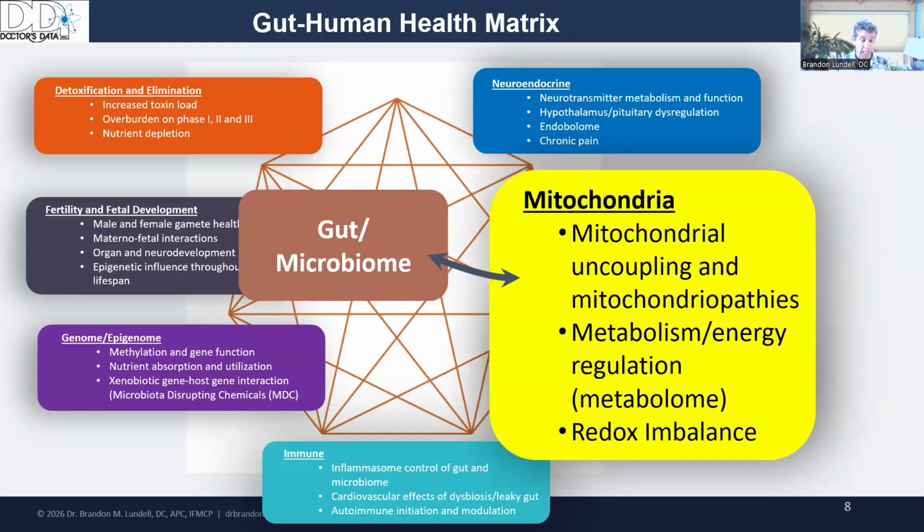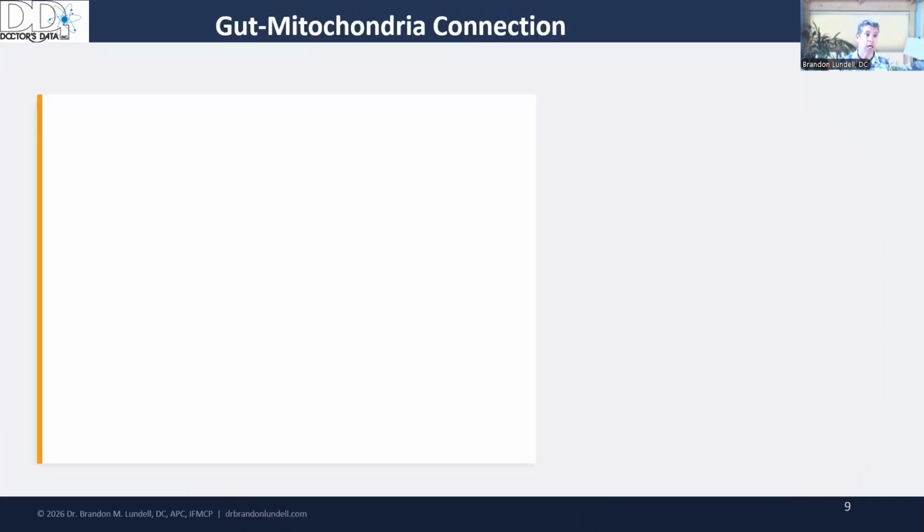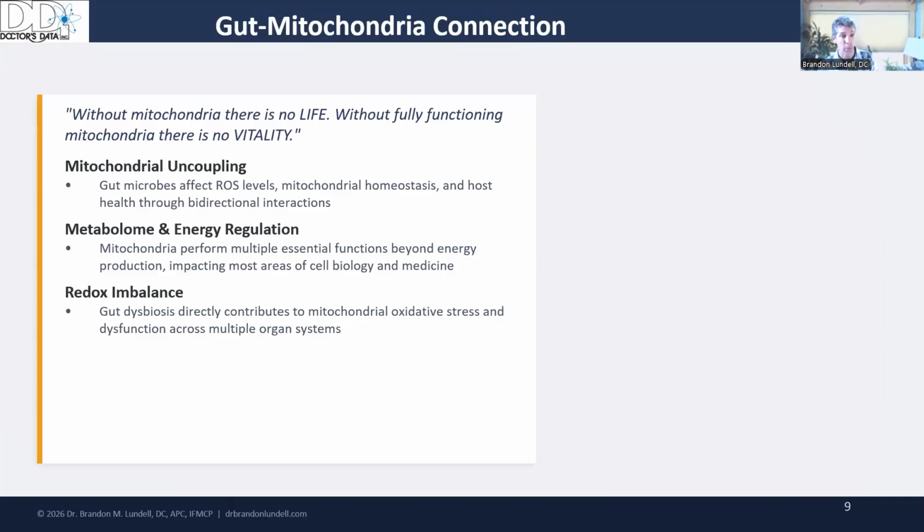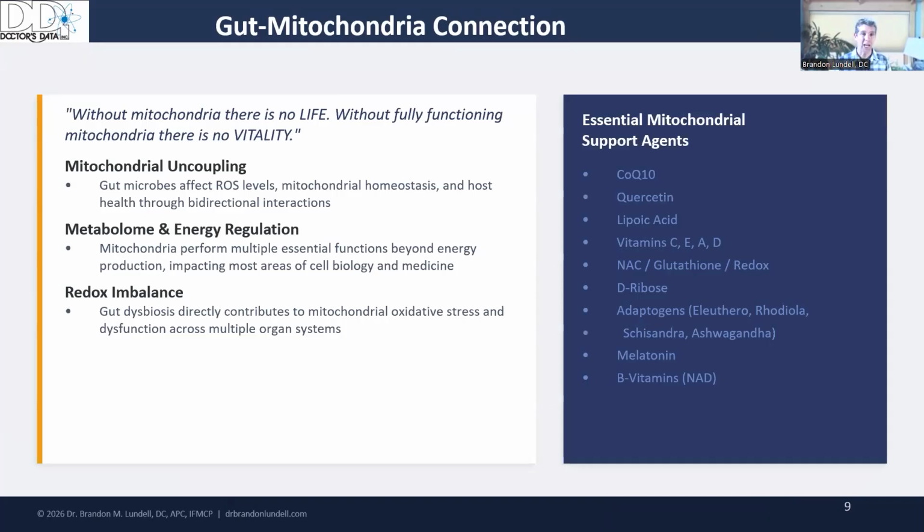So we have the gut-mitochondria axis, which is very underappreciated in a lot of practices. The gut directly affects mitochondrial uncoupling and mitochondriopathies. It's part of the metabolome, so things like lipopolysaccharides and short-chain fatty acids regulate mitochondrial function. And of course, gut dysbiosis directly contributes to mitochondrial oxidative stress and either reduces glutathione production or takes up all of the glutathione in the gut. So essential mitochondrial support agents, CoQ10 is number one, quercetin, all of these things are needed if there is a gut-mitochondrial dysbiosis axis disruption.